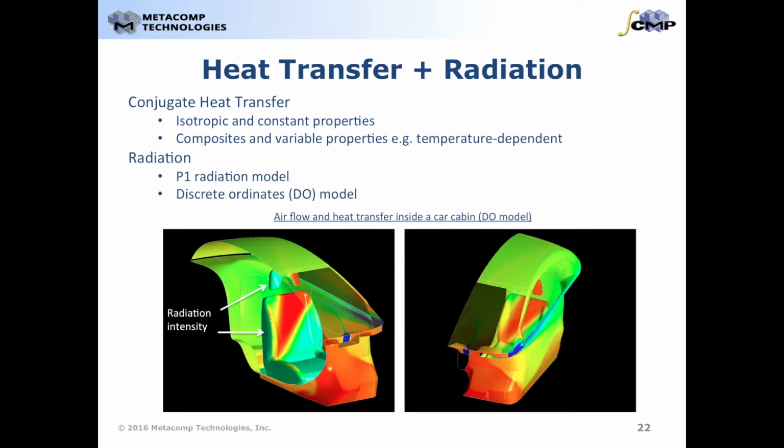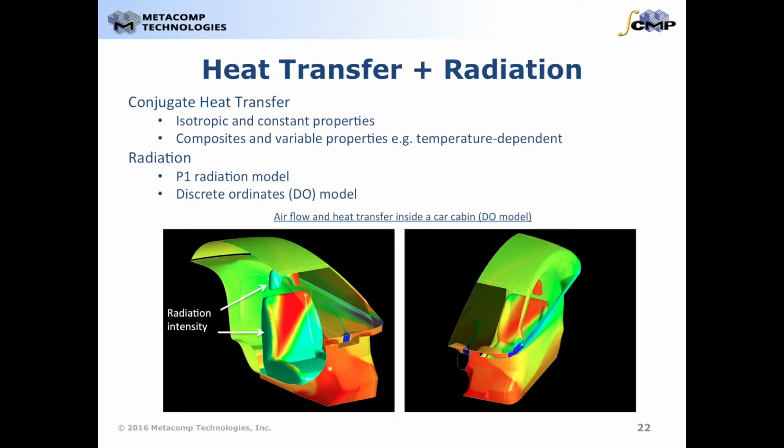For conjugate heat transfer, CFD++ can handle isotropic and constant properties as well as composites and variable properties such as temperature-dependent properties. Two radiation models are available in CFD++, the P1 radiation model and the discrete ordinates (DO) model. In the DO model, the angular space is discretized and radiative heat transfer is solved in each element.